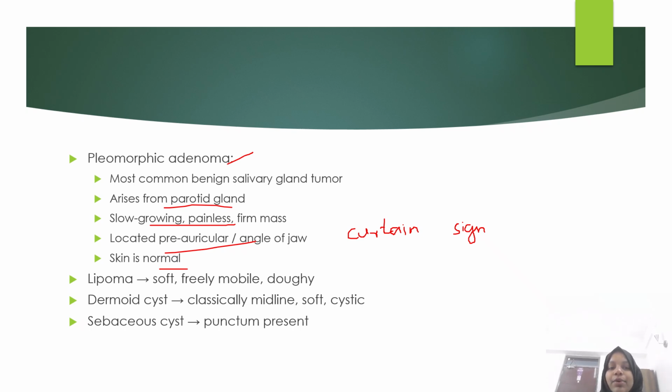If it was a lipoma, it would have been soft, freely mobile, of doughy consistency, with a slip sign positive. Dermoid cyst is usually midline, again soft and cystic. Sebaceous cyst would have had a punctum.